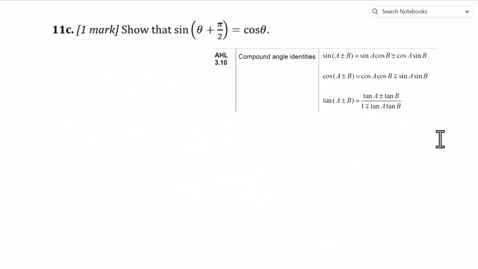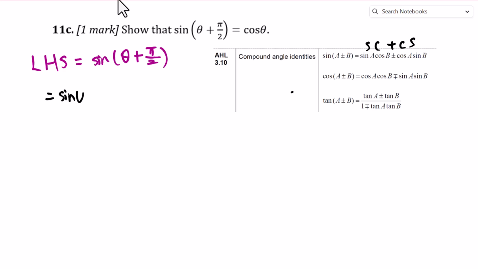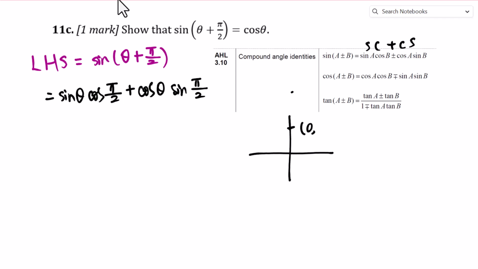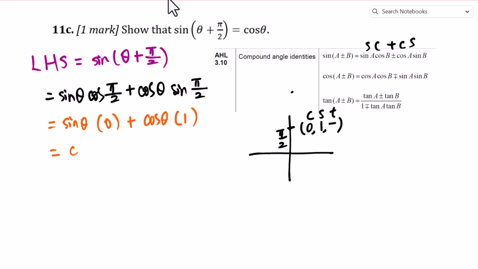Let's go to 11c. Show that sine of theta plus pi over 2 equals cosine theta. Left hand side equals, we got to use SC plus CS: sine theta cosine pi over 2 plus cosine theta sine pi over 2. Pi over 2, CST: 0, 1, undefined. Plug in the value: sine theta times 0 plus cosine theta times 1. So we get cosine theta equals right hand side.